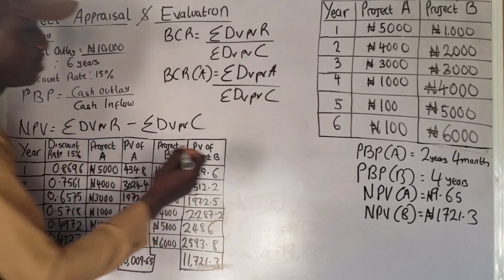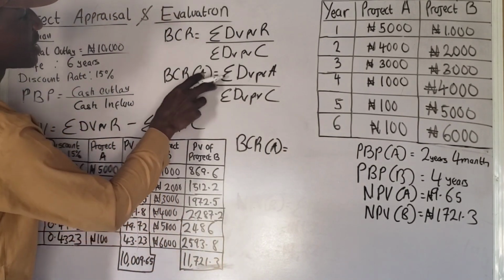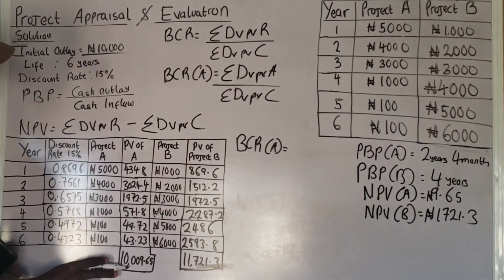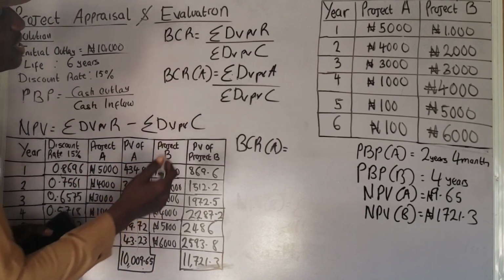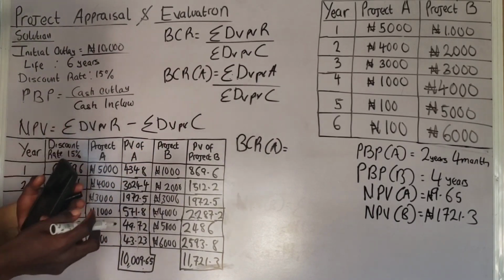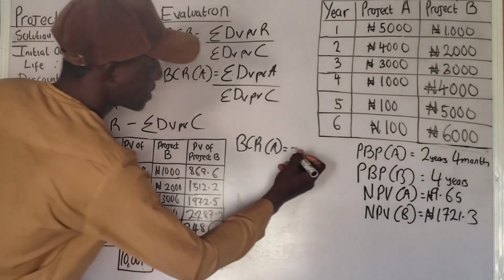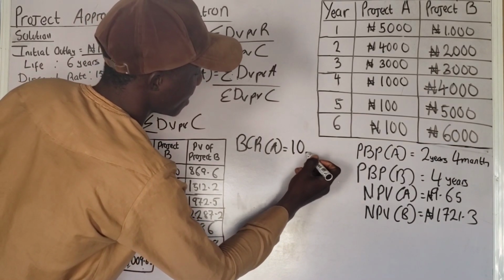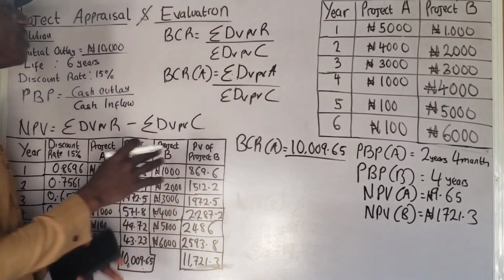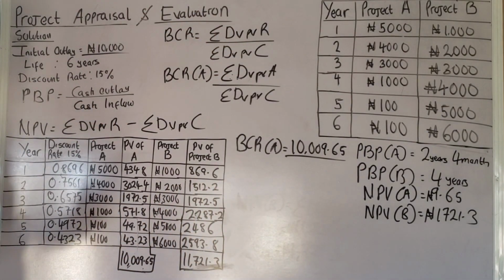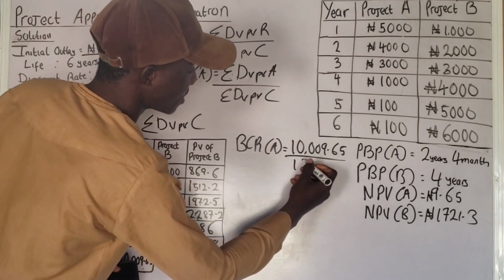So for this, I'm going to have the BCR. Please pay attention. The BCR for project A will be equal to, don't forget that we have determined this. This is equal to this. You understand? Please pay attention. This is equal to this. The sum of the product of the discount value and the present value of A is 10,009.65. So I'm going to have 10,009.65 all over the sum of the product of the discount value and the present value of the cost, which is the cash outlay. The cash outlay is what? 10,000 naira. So I'm going to have this over 10,000 naira.